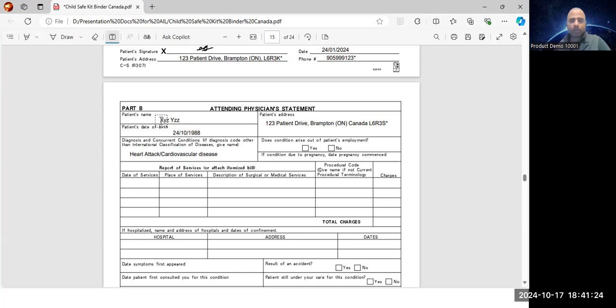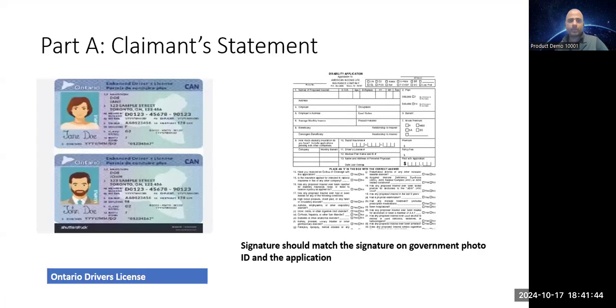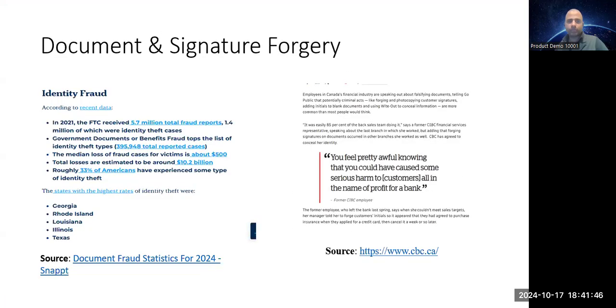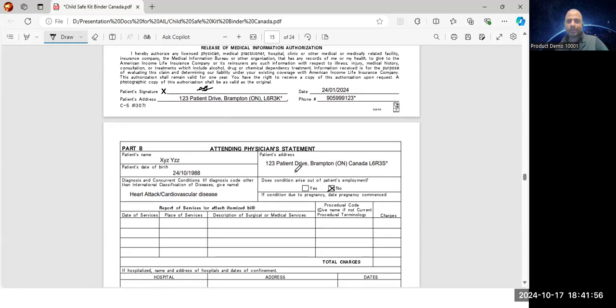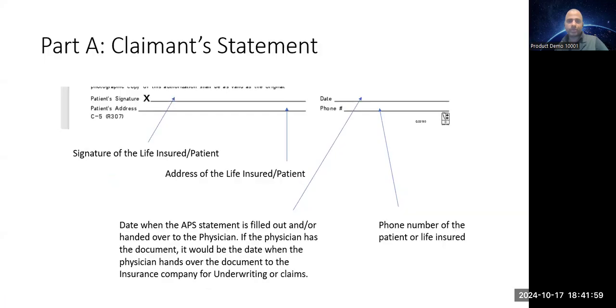Okay, so does this condition arise out of patient's employment? Yes or no? This is for the physician. Again, this has to do with working conditions. In this case, you're going to say no. And once again, you want to make sure that the information that you have is valid, without any discrepancies.